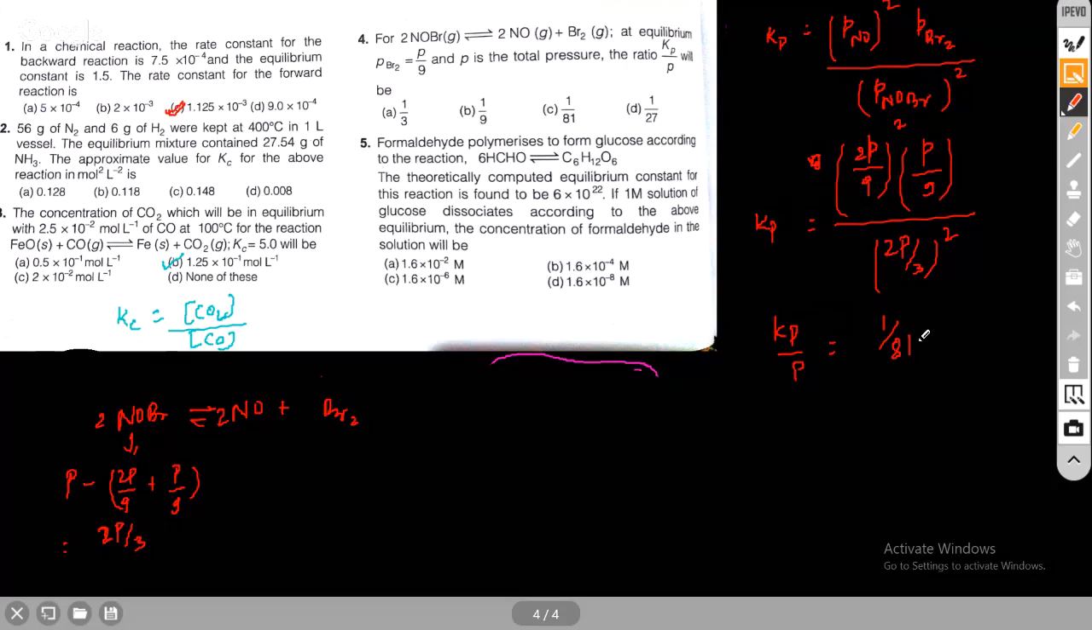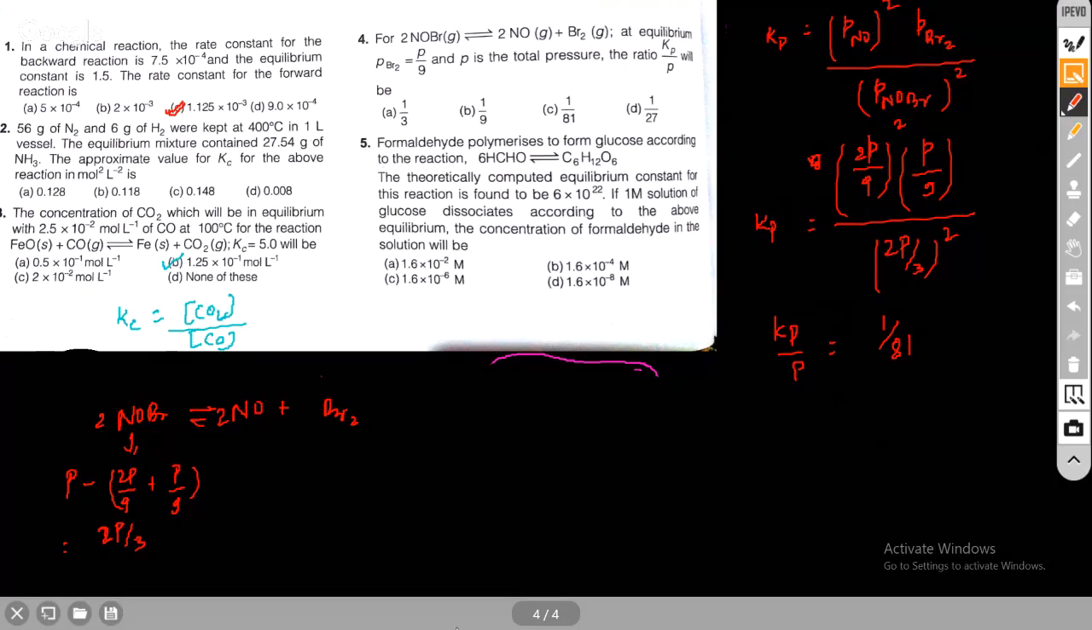You must have missed the power. 6 HCHO is there, Purvik, so that will go into the power, right? So HCHO to the power 6 you will get in the expression. You must have missed that. Formaldehyde polymerizes to form glucose according to the reaction. The theoretically computed equilibrium constant for the reaction is this.